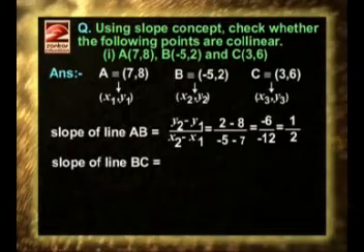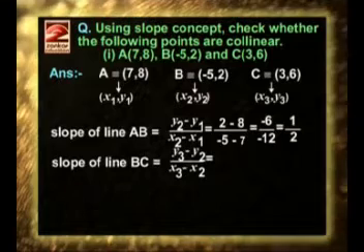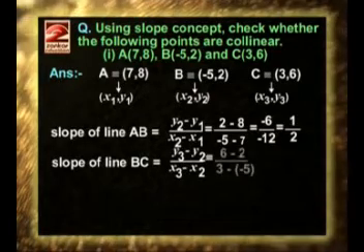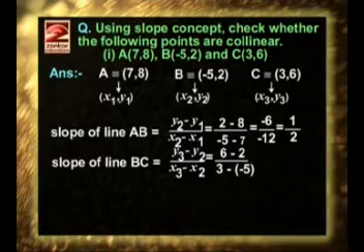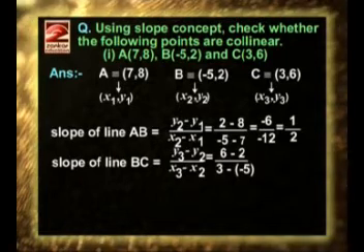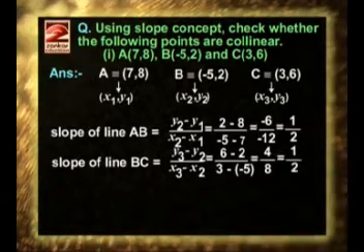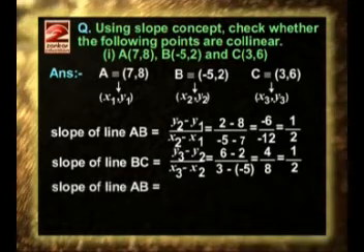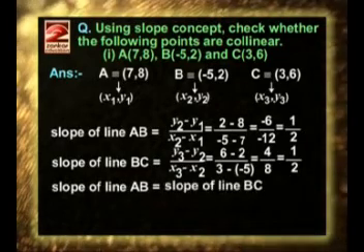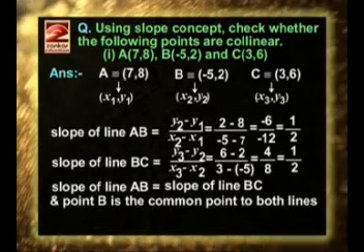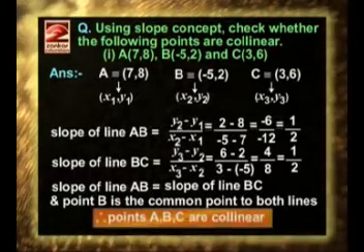Now slope of line BC is equal to (y3 minus y2) upon (x3 minus x2), that is equal to (6 minus 2) upon (3 minus minus 5), that is equal to 4 upon 8, that is 1 upon 2. Now the slope of line AB is equal to the slope of line BC and point B is the common point to both lines, and therefore points A, B, C are collinear.